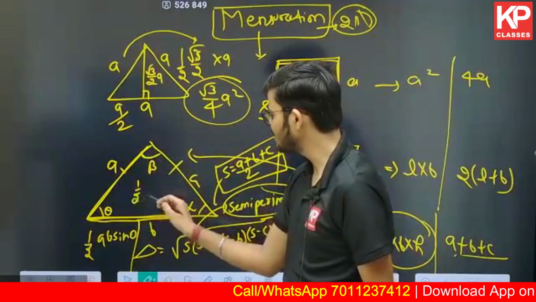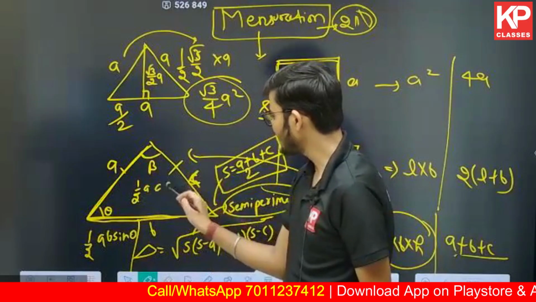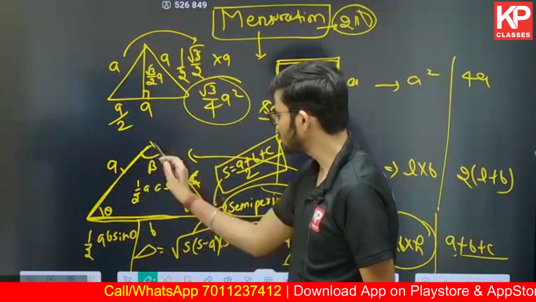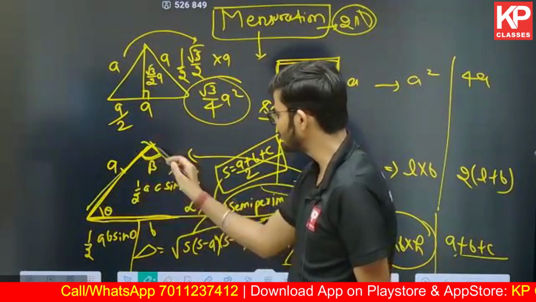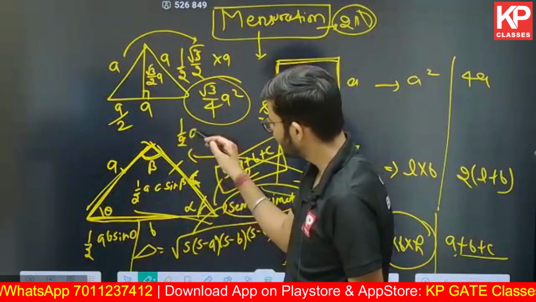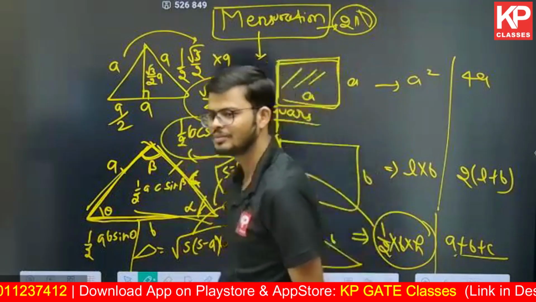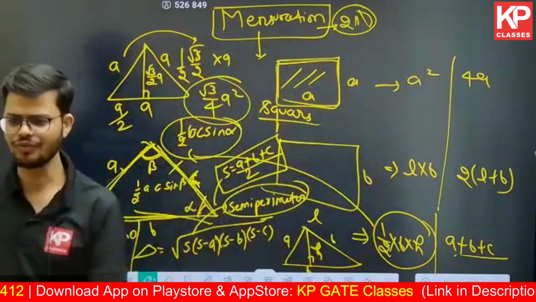For this, beta is given and these two sides are given. So I'll write the area is equal to, this is A, this is B, this is C. So 1 upon 2 AC sine beta, if these two sides are given and this angle is given. Similarly, if these two sides are given and this angle is given, the formula is going to be 1 upon 2 BC sine alpha. This is also a formula for calculating the area of a triangle.